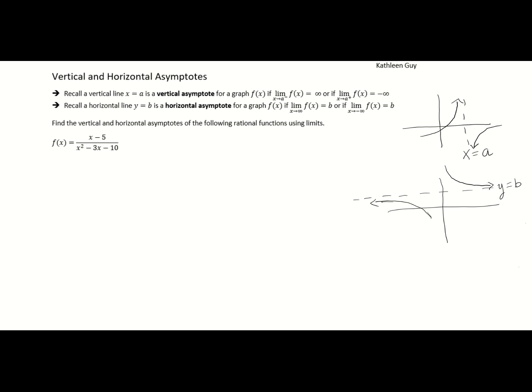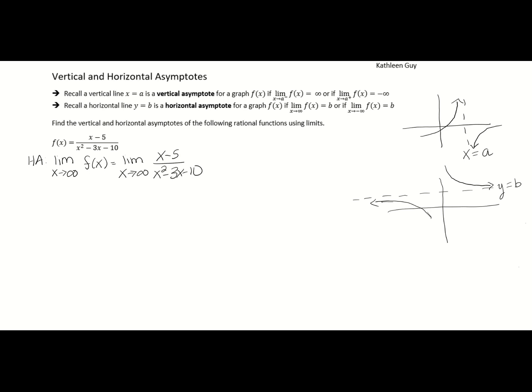So let's take a look at two rational functions and let's find their asymptotes using limits, using their definition. I'm going to begin with the horizontal asymptote. To find it, I'm going to do the limit as x goes to, I'll start off with positive infinity, of f of x. This will be the limit as x goes to infinity of x minus 5 over x squared minus 3x minus 10.